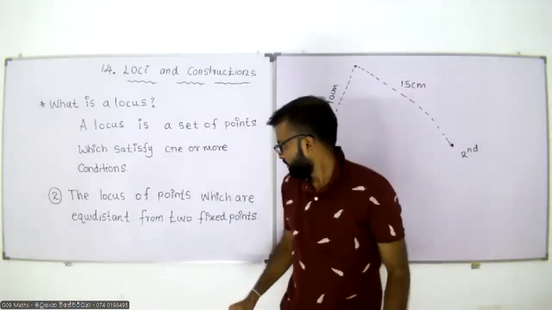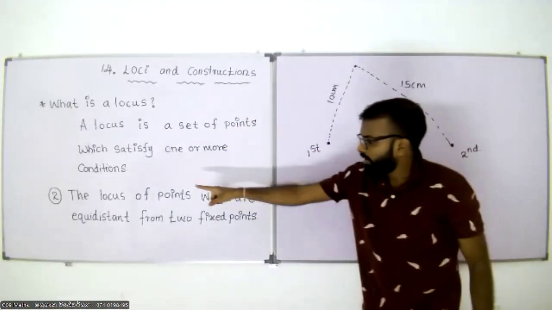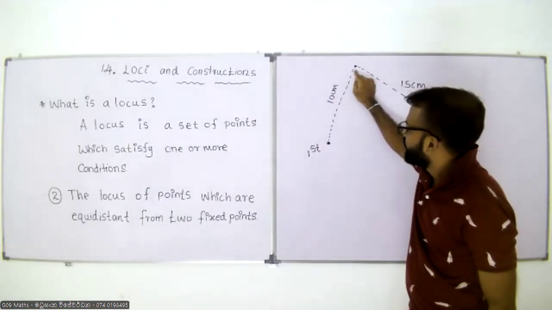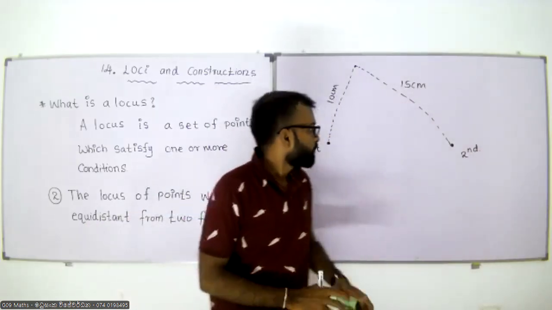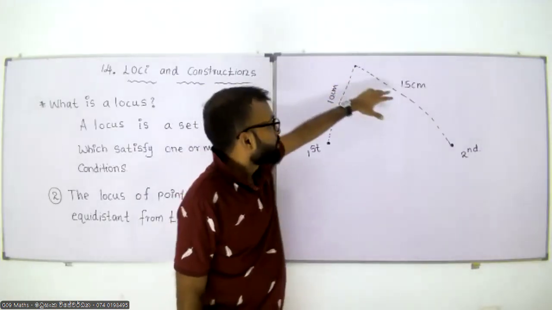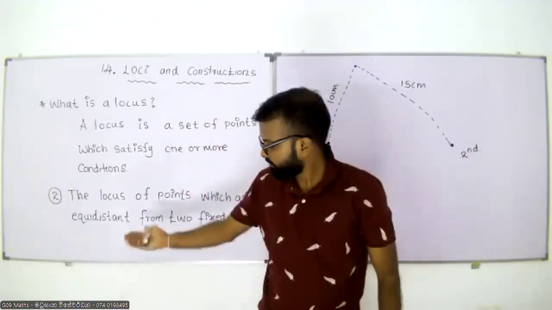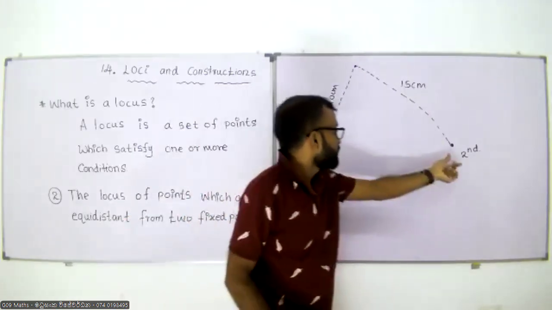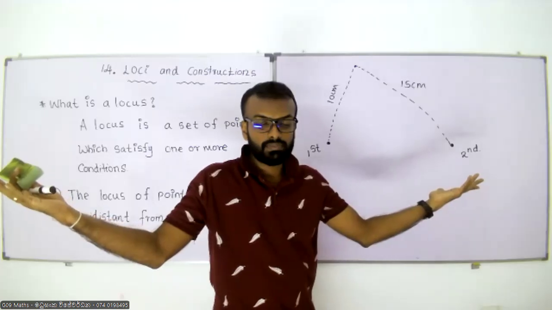Now, there are fixed points, and there is a point as well. And what about the equidistant part? I have measured this length as 10 centimeters, and this length as 15 centimeters. Is it equidistant? No, not equidistant. From this point to this point and this point to this point, the distances are different.